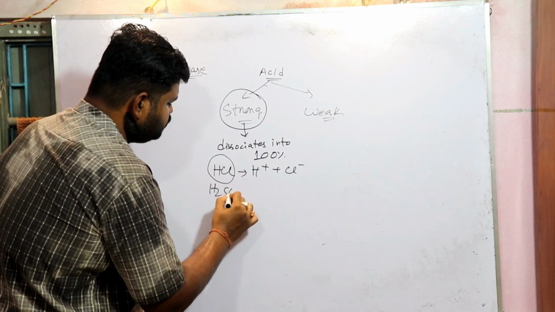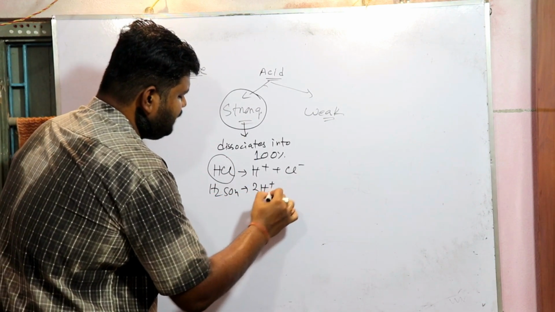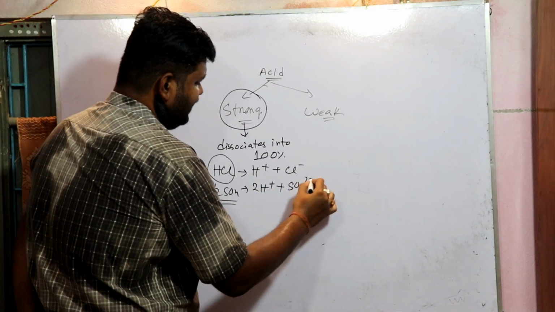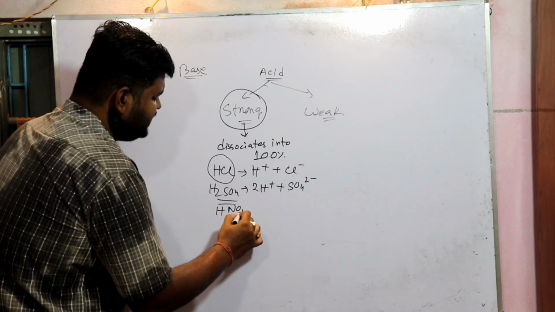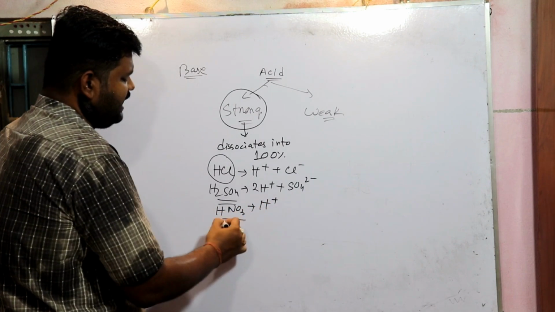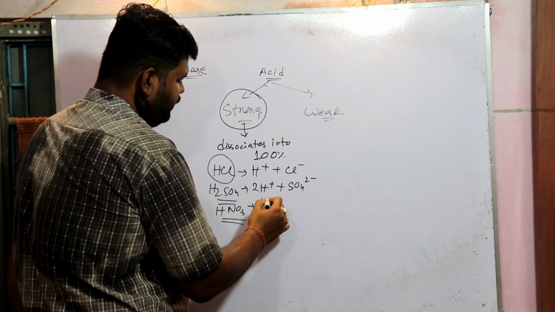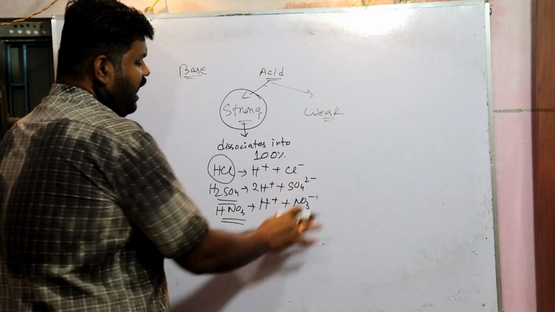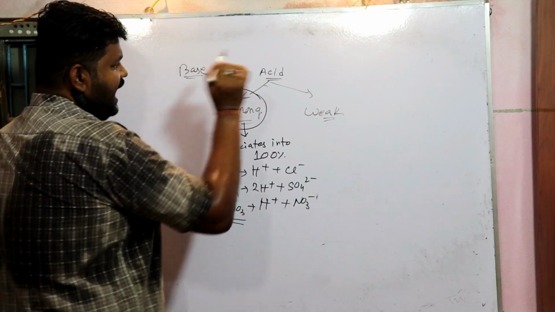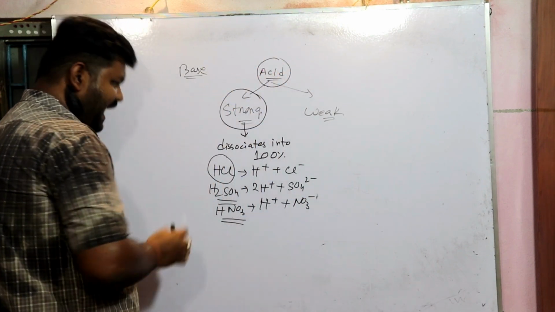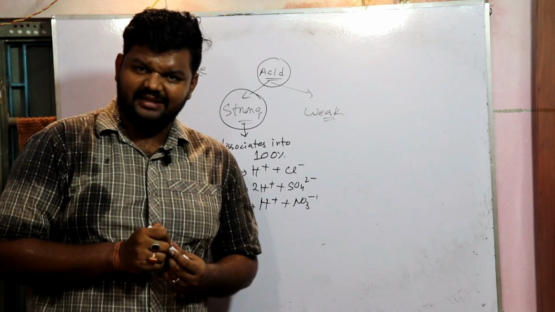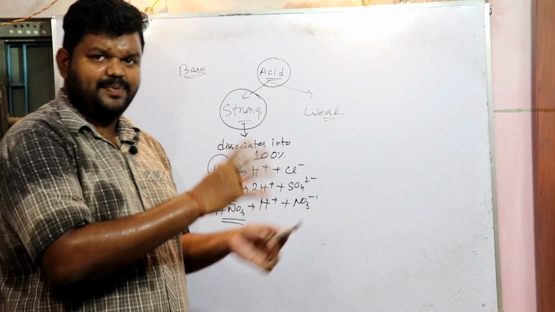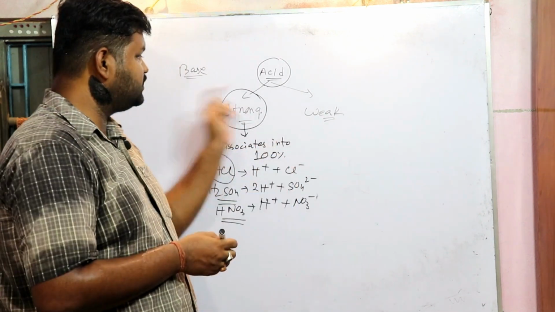If you are considering H2SO4, the same thing will happen. 100% dissociation of H2SO4 will be there, and that will be 2H plus and SO4 2 minus. Same thing for HNO3: 100% dissociation of nitric acid, and you will get H plus ion and NO3 minus ion, 100%. So the acids which dissociate 100% in the aqueous solution, giving 100% H plus and the respective ions from that compound, are known as strong acids.